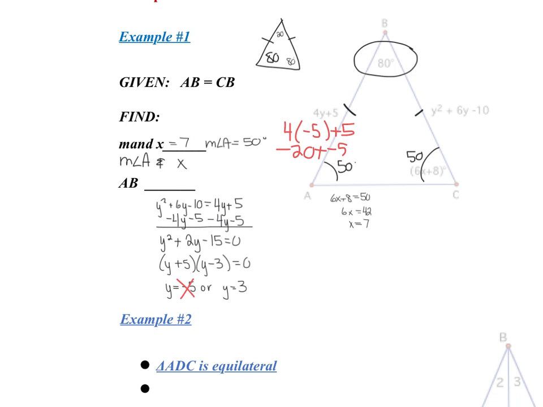Okay, so now let's plug in 3. When I plug in 3, I get 4 times 3 plus 5. That's 12 plus 5, which is 17. How can I double check that this is correct? I would plug it in on the other side because I know that these two sides are congruent. I'm going to make sure that I get 17 over here as well, because if I don't, I probably made a mistake somewhere. Okay, so 9 plus 18 is 27. 27 minus 10 is 17, so I can be confident that I found that correctly.